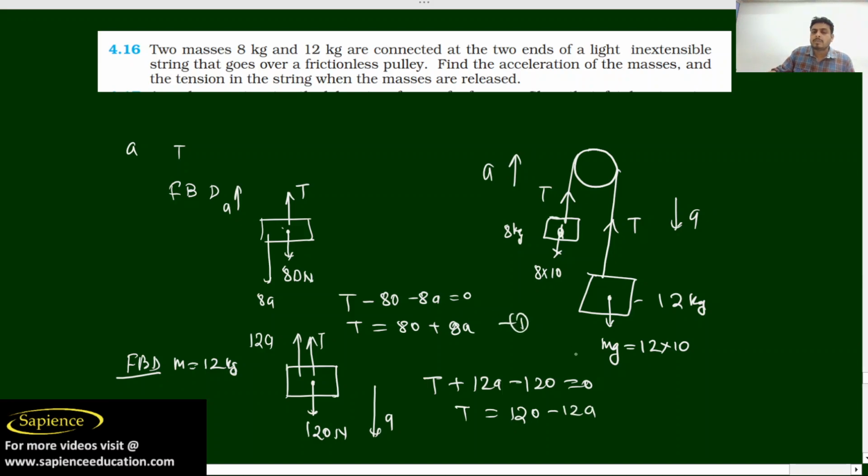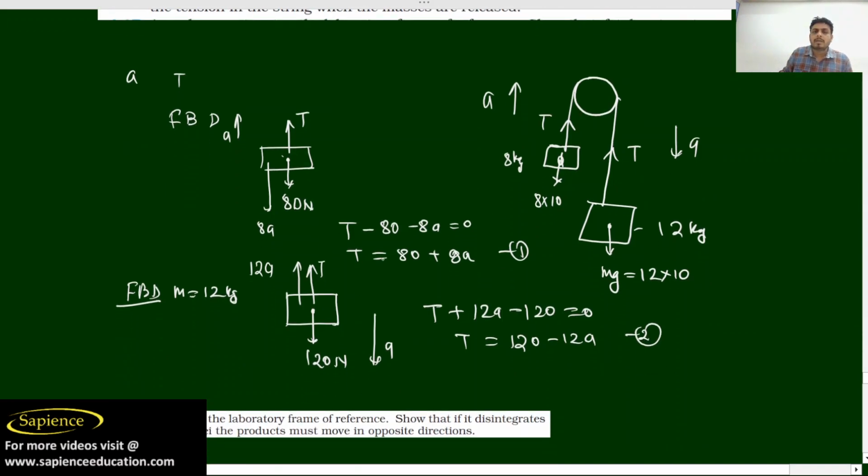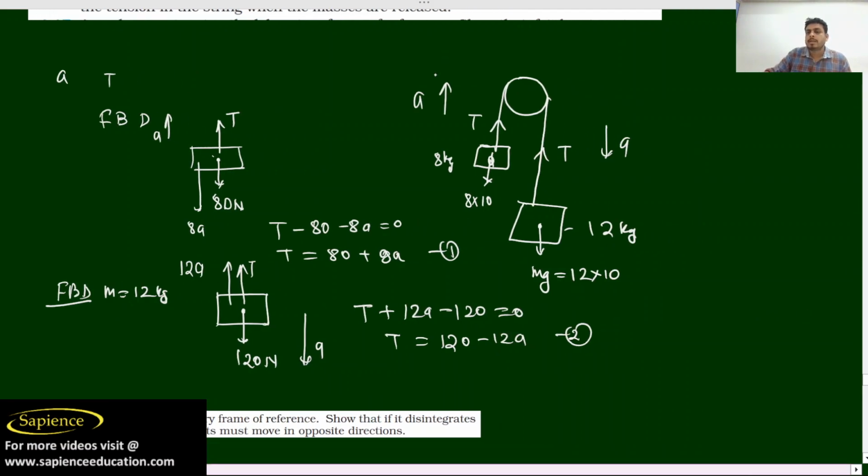So you have got equation 1 and equation 2. Since the strings are the same, the tension will be equal. Try to understand. Here T is equal to 80 plus 8A, and here T is equal to 120 minus 12A. So can we equate them? Yes, we will equate them.